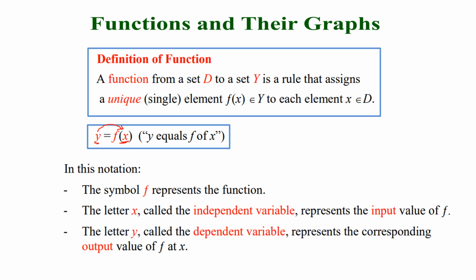Okay, a function from a set D, here D means domain, and here the domain represents the input, the values of x, to a set y. So y we call the range, the output, is a rule that assigns a unique element. So there is a unique element f of x in the set y for each element x in the set D.